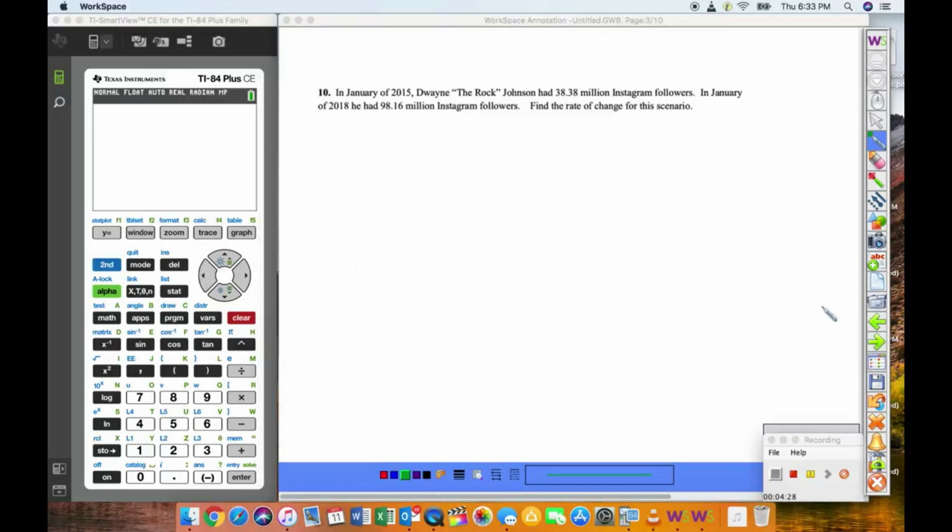Now some story problems. Finding the rate of change. One thing that always boggles students' mind is if I ask you to find the slope, they can do it, but if I say find a rate of change, they don't know what to do. Rate of change and slope are the same thing. So here's a little story problem.